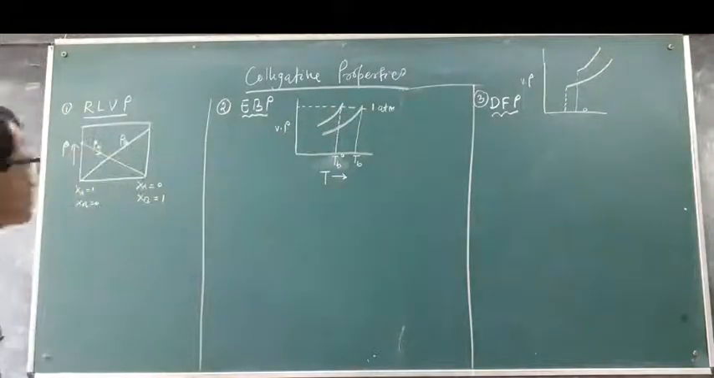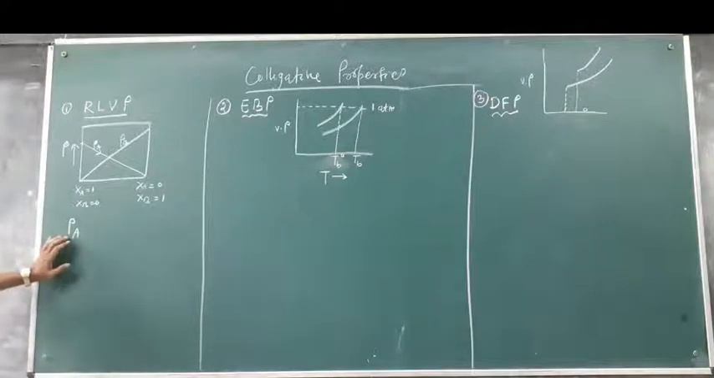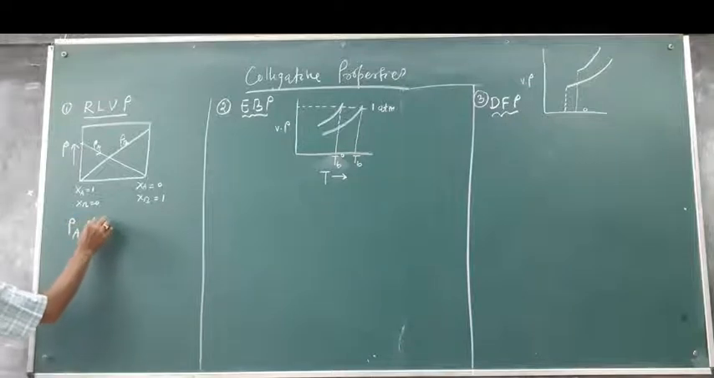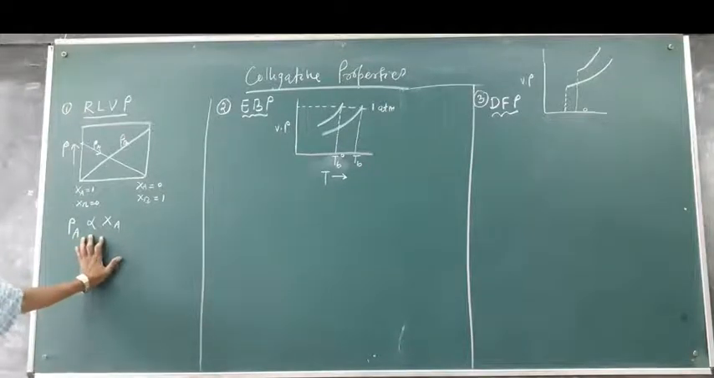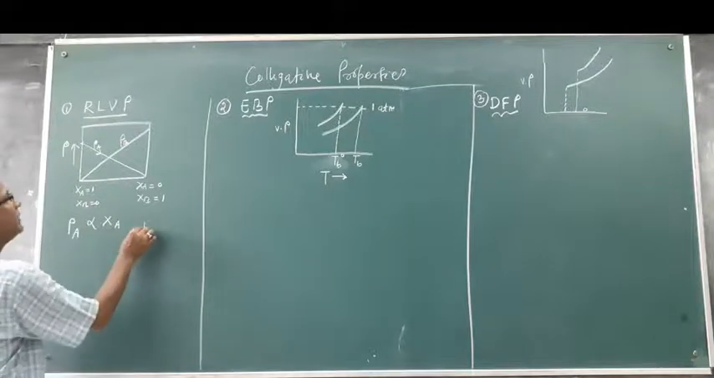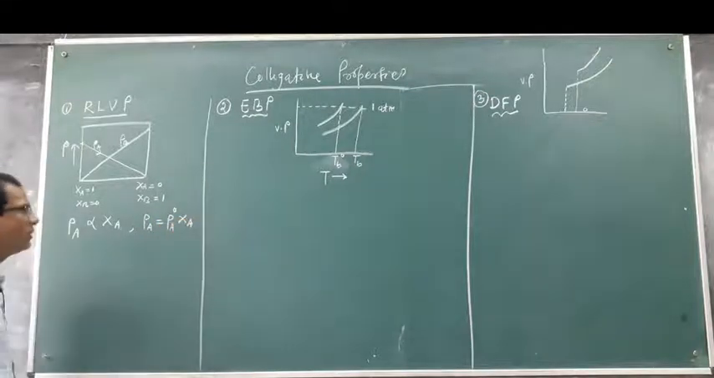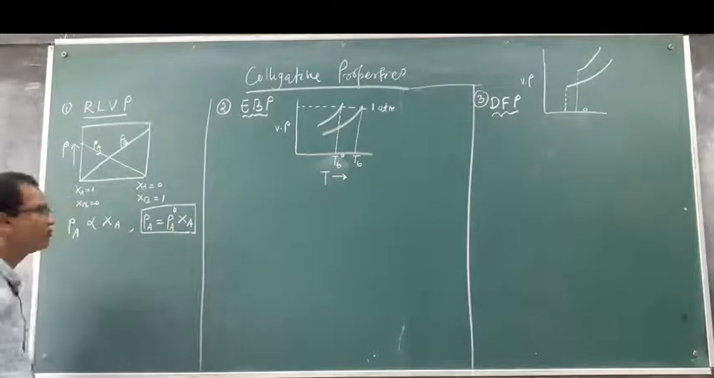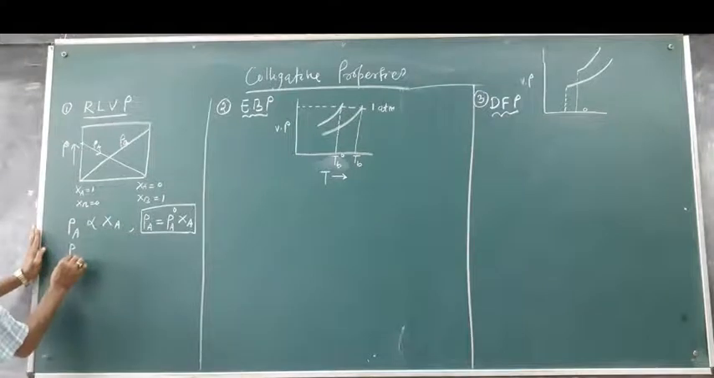We know in Raoult's law that PA, the vapor pressure of the solvent, is directly proportional to ZA. This is the first statement of Raoult's law, that PA is directly proportional to ZA. This implies PA equals a constant, PA naught, times ZA. This is the main derivation of Raoult's law, that PA is equal to PA naught ZA.